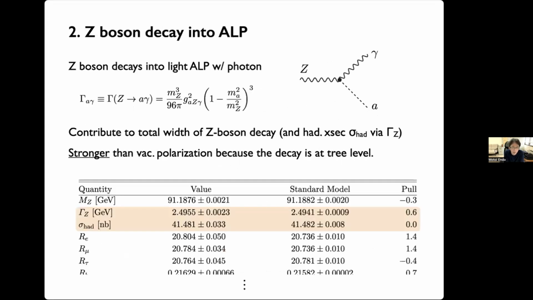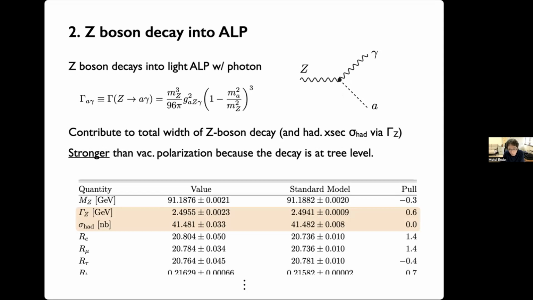The second point which was missed in the previous analysis is the Z boson decay into the ALP. We assume that the ALP is lighter than the Z boson. Then the Z boson can decay into an ALP and a photon, as here. In the presence of the two types of interactions, we can write down this diagram. Of course, this is a Z boson decay, so this process contributes to the total width of the Z boson. And through this total width, the hadronic cross section, so-called sigma hadron, is also affected. So they must be included.